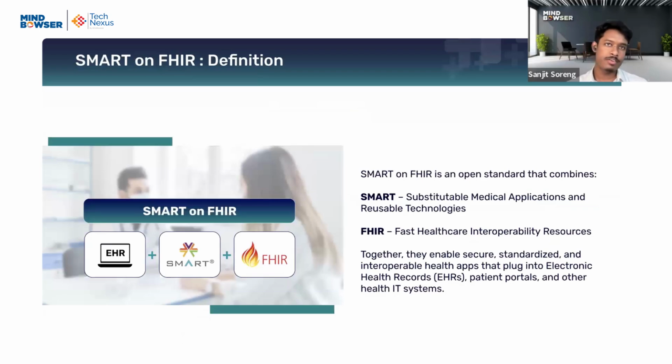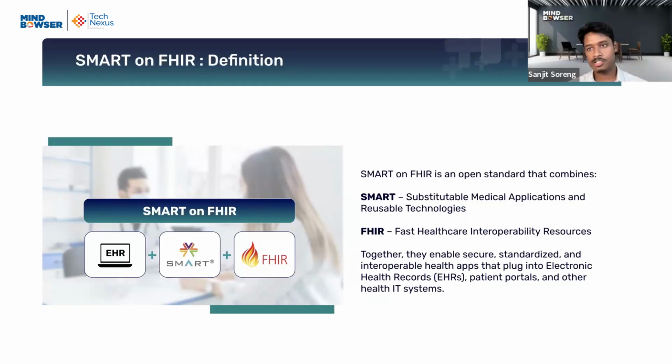Let's now dive into what we mean by SMART on FHIR, a powerful combination that is transforming how healthcare applications are built and integrated. At its core, SMART on FHIR brings together two major healthcare standards: SMART, which stands for Substitutable Medical Applications and Reusable Technologies, and FHIR, which stands for Fast Healthcare Interoperability Resources. Together, they provide a standardized way to build healthcare apps that can be plug and play, much like how we install applications on our smartphones.